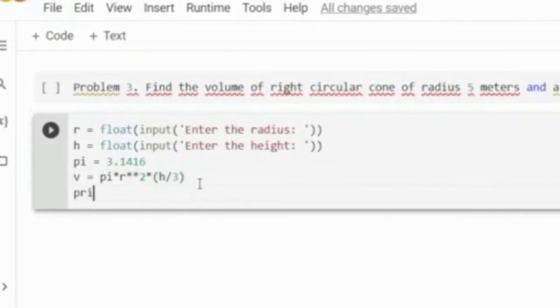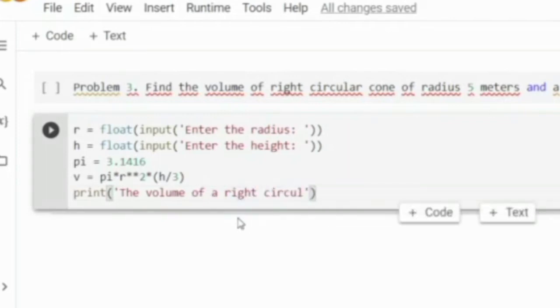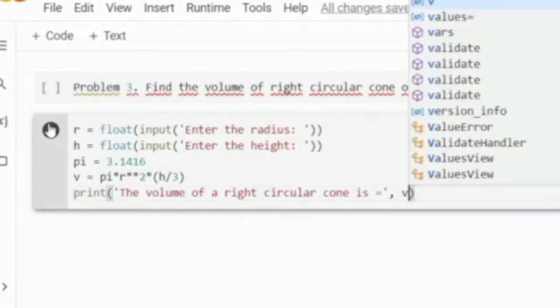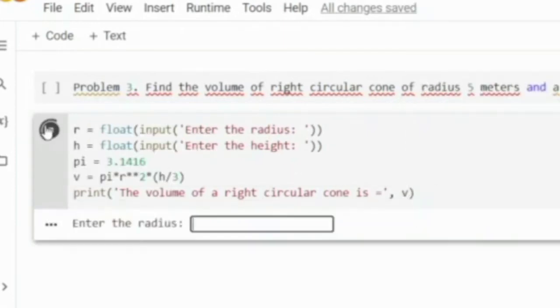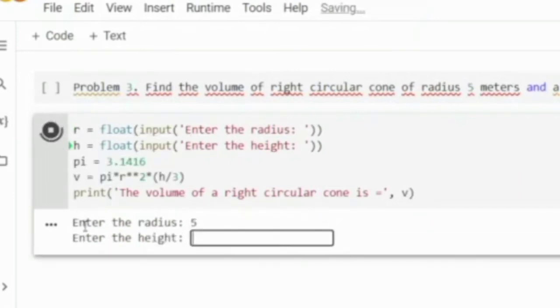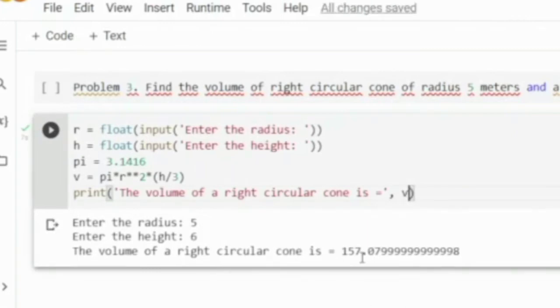And we're going to print it. Print, close open parentheses, quotation mark, the volume of a right circular cone is equal sign, then comma, space, V, which represents the volume. And we're going to try to run the code. We'll put here 5, then 6 is the height. And this is the volume of a right circular cone.